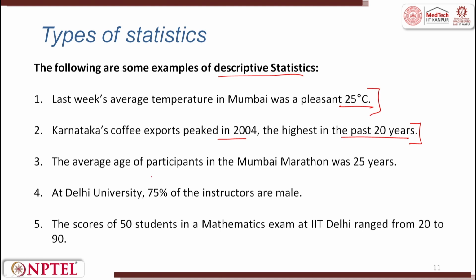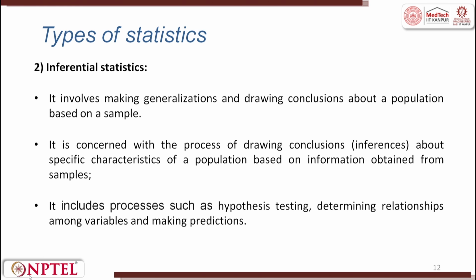The average age of participants in the Mumbai marathon was 25 years. At Delhi University, 75% of the instructors are male. So, this data is collected and we are only trying to present it, that 75% of the instructors are male. So, this is describing the data. The scores of 50 students in the mathematics exam at IIT Delhi ranged from 20 to 90. These are all statements which are presenting descriptive statistics. Now let us talk about inferential statistics.